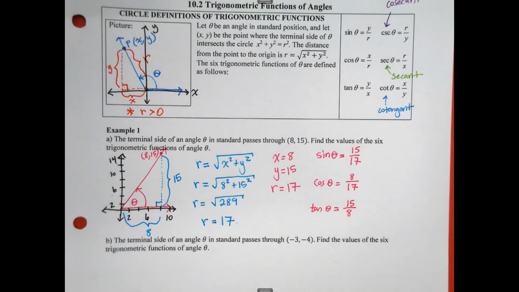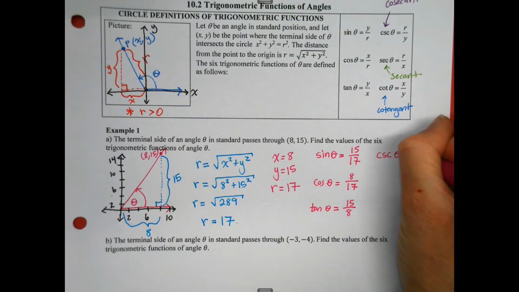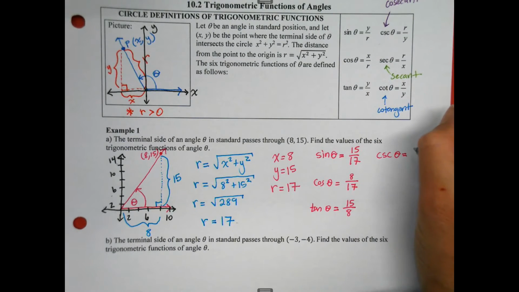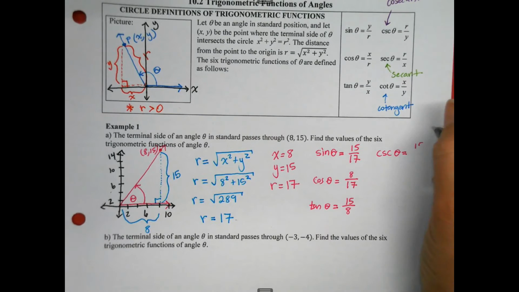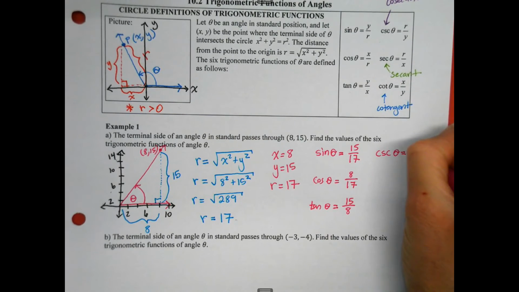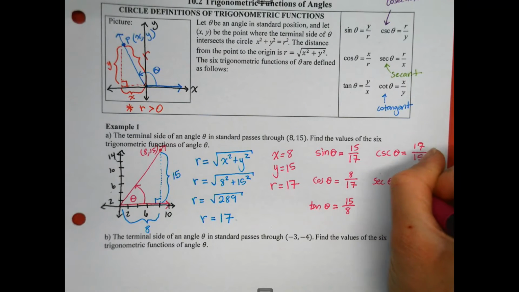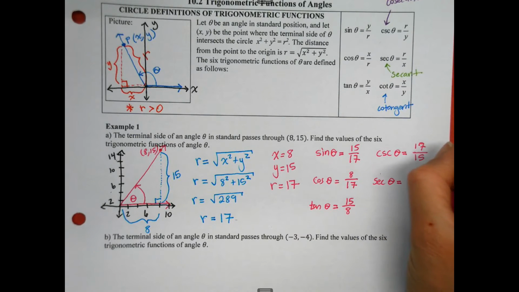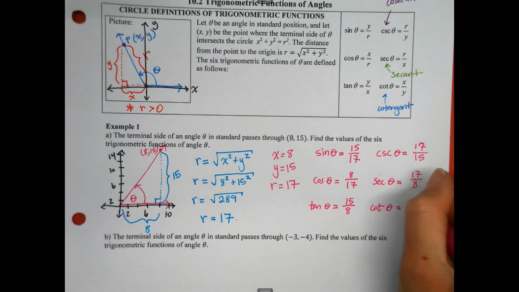Then we need to find cosecant. Cosecant of theta is r over y, which is 17 over 15. Secant of theta is r over x, or 17 over 8. And cotangent of theta is x over y, 8 over 15.